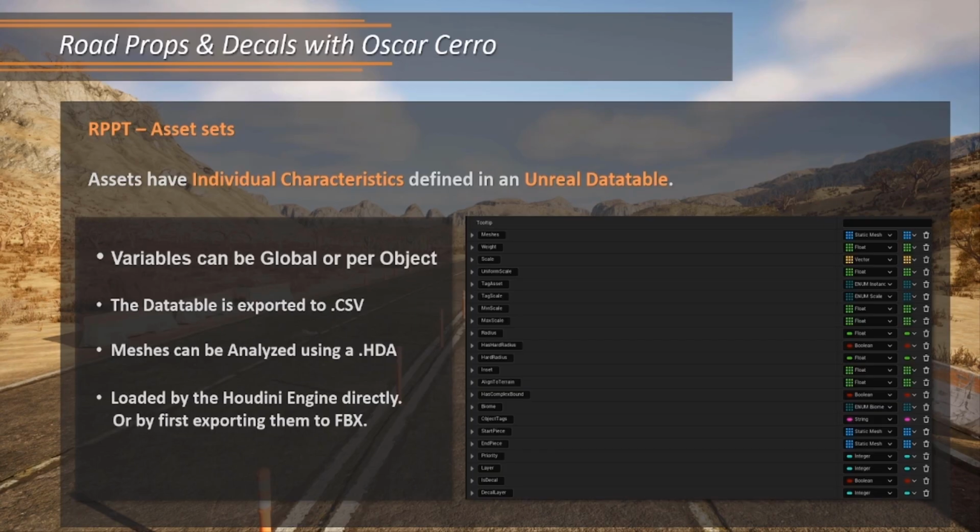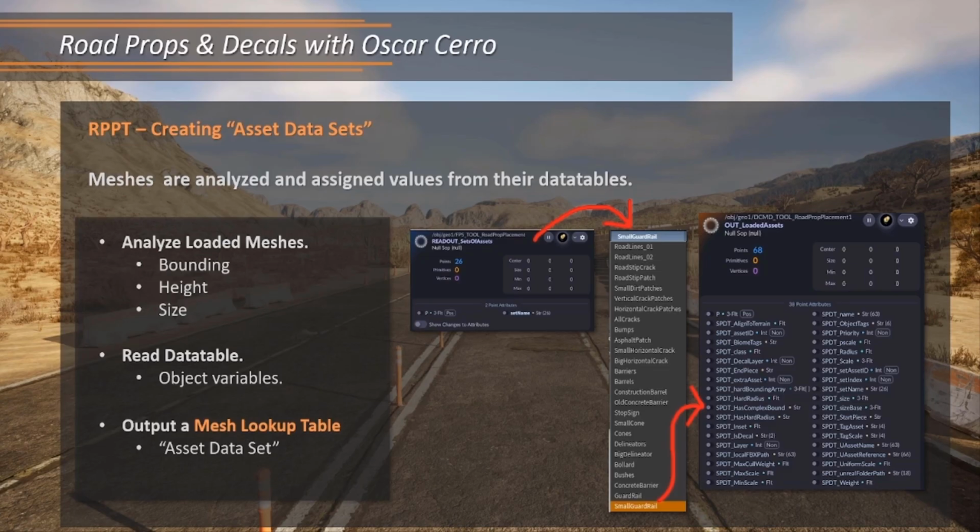All assets have individual characteristics that are defined on an Unreal data table by variables. These variables can be global or specific per asset inside the same set of assets. Once all variables are configured, we export them as a CSV file. Then the loaded meshes are analyzed to get bounding shape, height, and size, so artists don't have to configure that manually. Then we assign the values from the data table into the analyzed meshes. This outputs a mesh lookup table with all the characteristics of each individual mesh, and the list of sets of assets as well, used to select which set of assets to spawn by a dropdown.